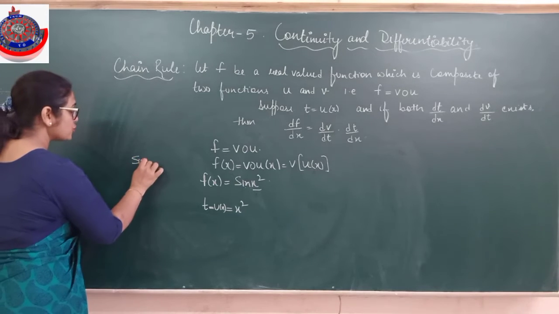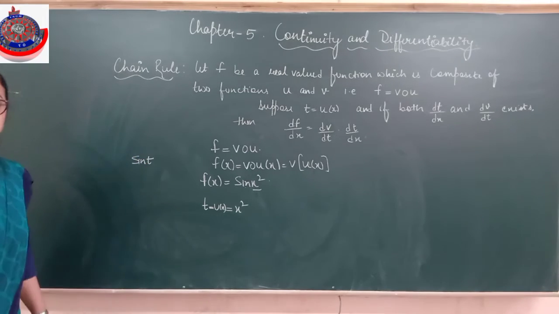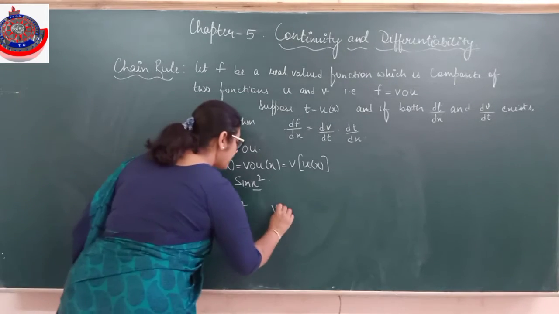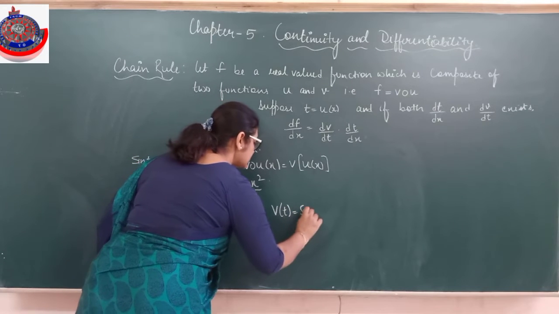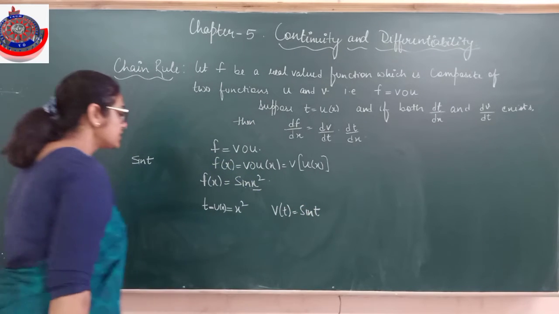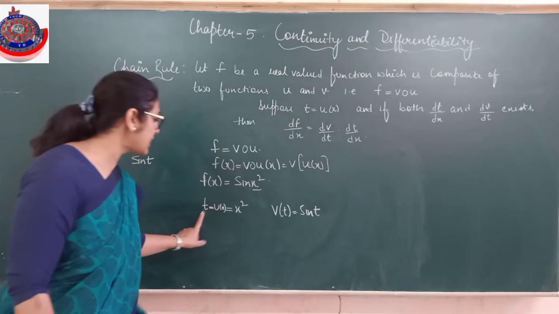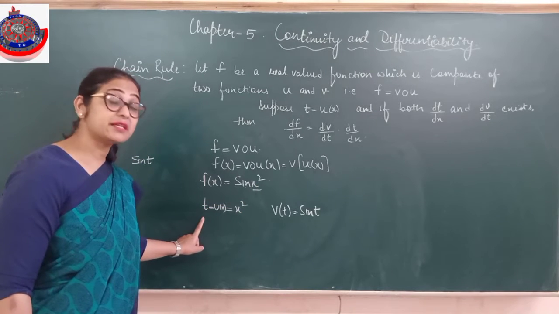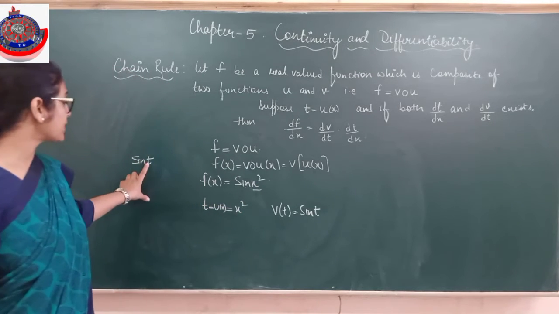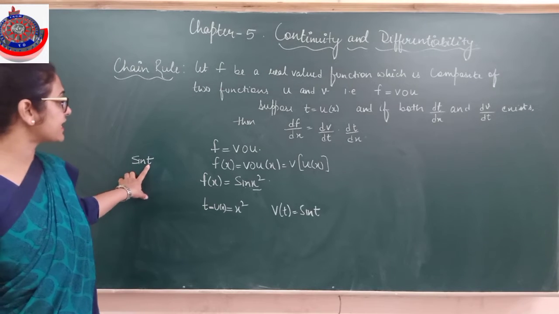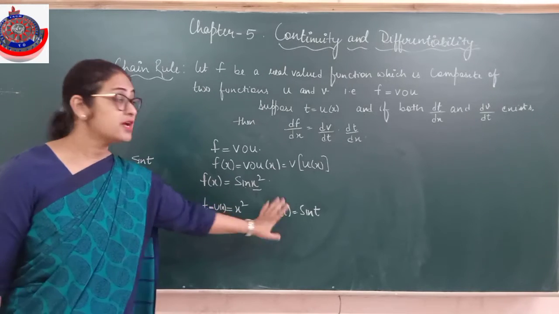This has become, I have assumed x square as t. So this has become sin t. Sin t को I'll give a name as v of t. This is sin t. ठीक है? I've taken this x square as t, some other function. Now because if I say x square as t, this has become sin t. तो इसका नाम हो गया v of t.